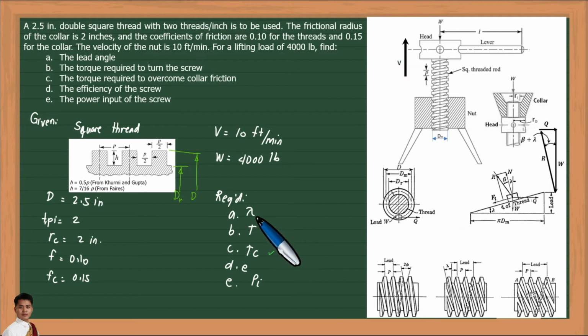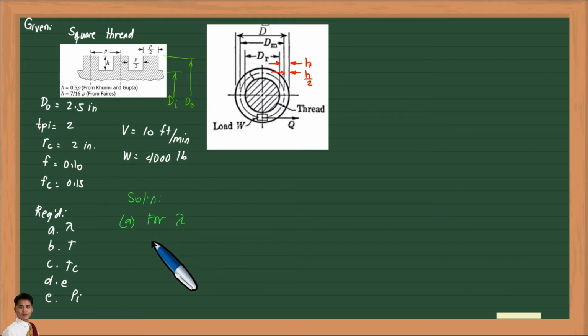Ngayon, para dun sa lambda, ang formula lang naman dyan, yung tangent. Tangent lambda is equal to yung lead over pi d m. So let us solve lambda. Again, yung ating formula for tangent lambda is equal to lead over pi dm. So yung figure natin para dito sa lambda, ito na yon. So meron tayong lead na formula which is yung L is equal to 2P. This is for double thread. Pero wala tayong pitch. So yung pitch naman dito, alam natin 1 over thread per inch.